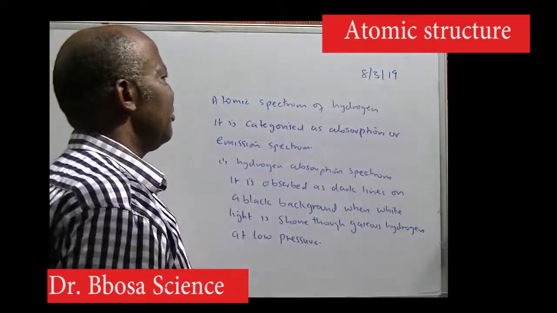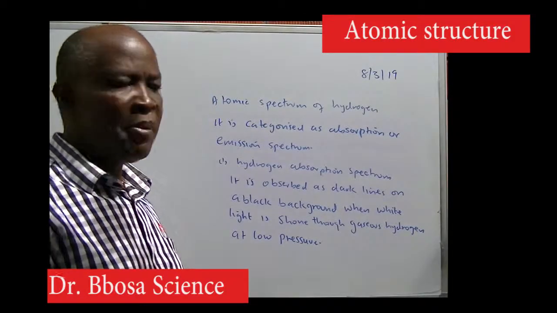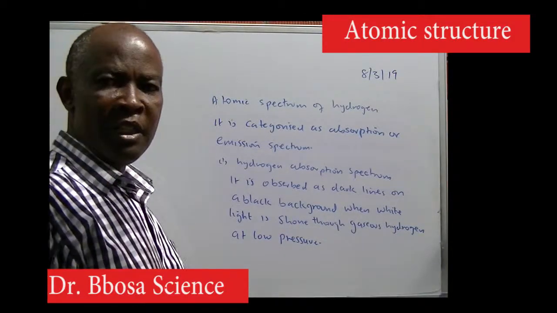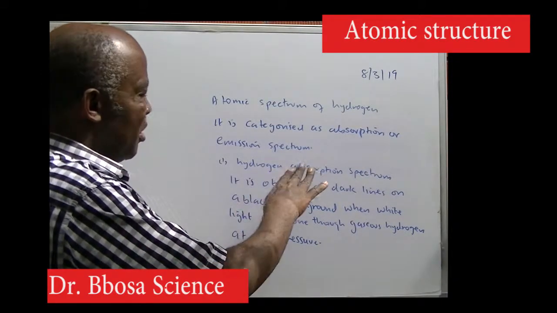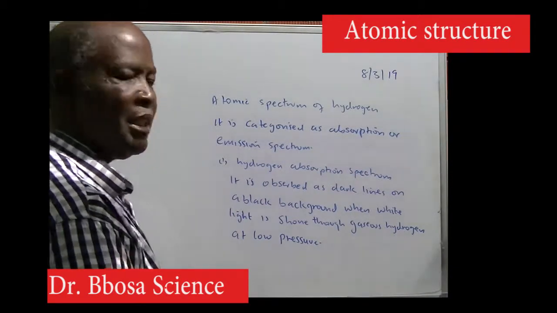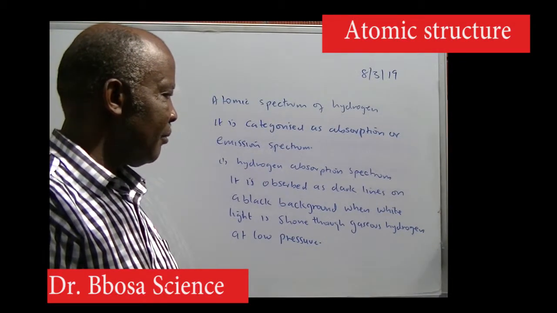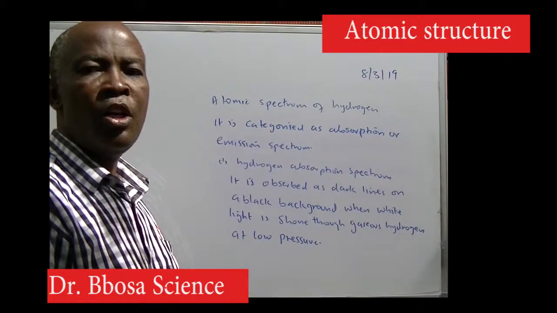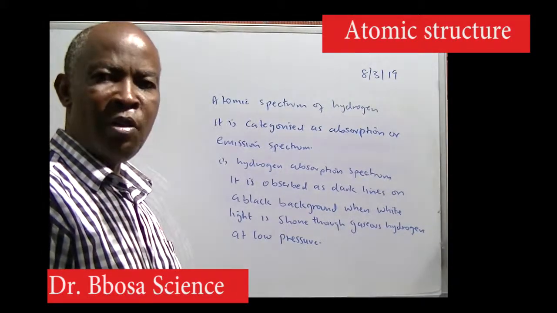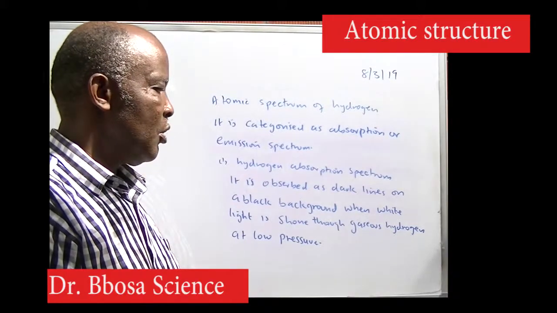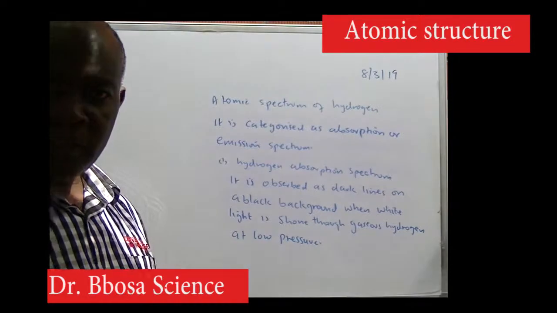The atomic spectrum of hydrogen is categorized as absorption spectrum or emission spectrum. 1. Hydrogen absorption spectrum is observed as dark lines on a black background when white light is shone through hydrogen at low pressure.